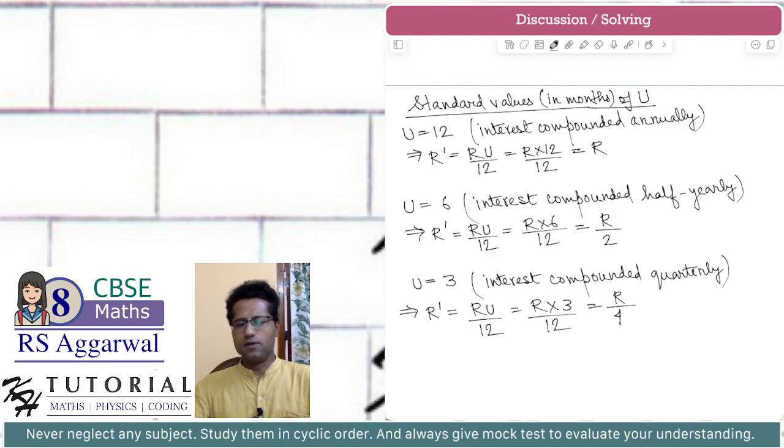And for interest compounded quarterly, it means U equals 3. Quarterly means 1 quarter of a year is 3 months. So U is 3, and you will have R dash equal to R by 4. Now, my general formula will work for any months. You could have any months, 1 month, 2 months, 3 months, 4 months, but obviously it has to be some integer number of months. It cannot be a fraction. The value of U should be some natural number.